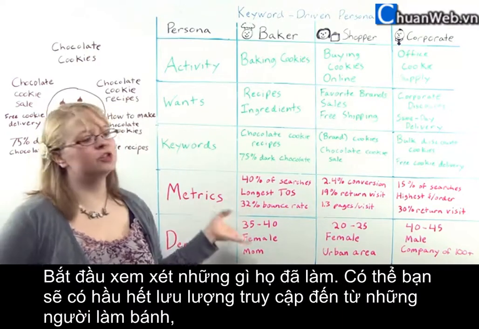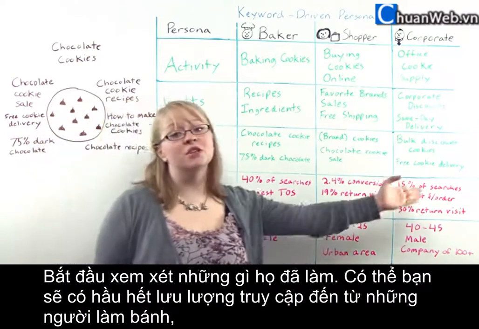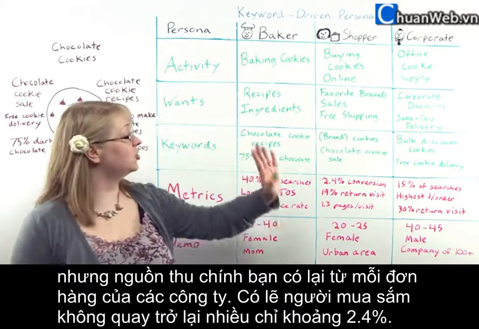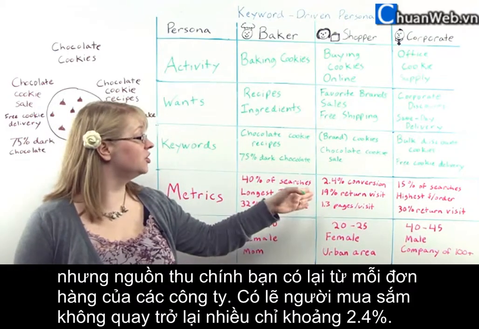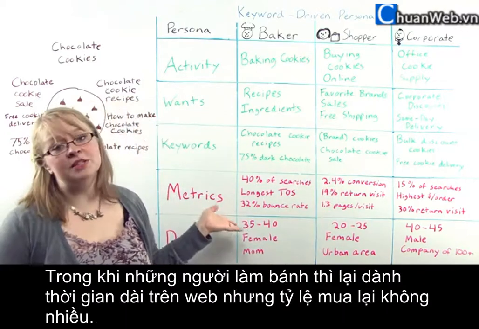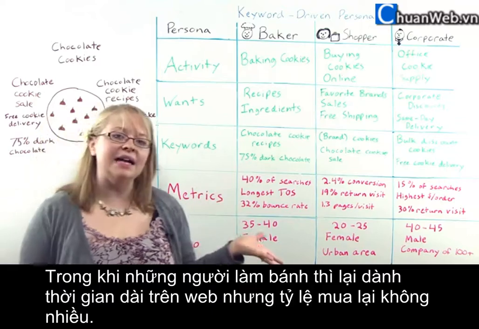Maybe you get the most traffic from the baker, but you get the most revenue per order from the corporate guy. Maybe the shopper doesn't return as much, but she does convert at 2.4%. The baker spends the longest time on site, but maybe she doesn't buy as much.